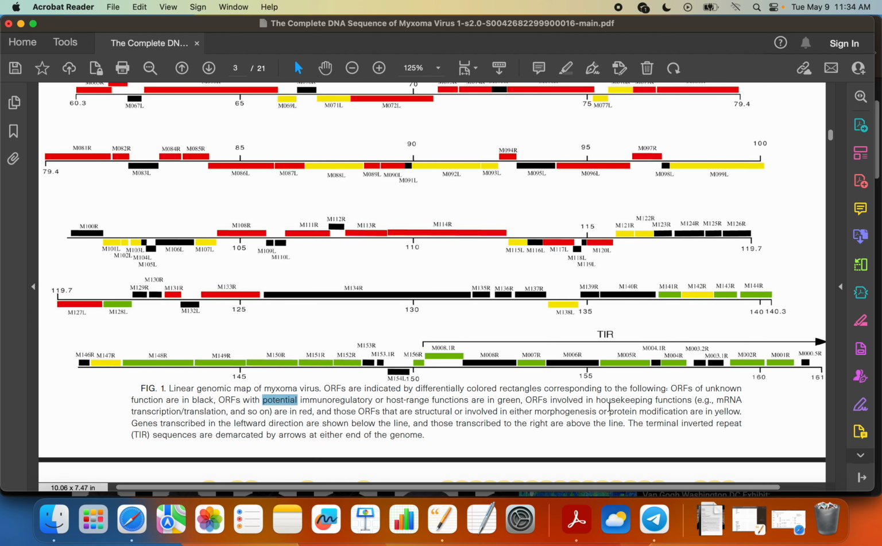And then for the red ones, those are called housekeeping functions, like mRNA transcription translation. So I don't know how they determine that. And then for the yellow, those are for involved in morphogenesis or protein modification. And these are very general. I don't know how they determine that. So basically, it's just 3 categories, because the black one is unknown.